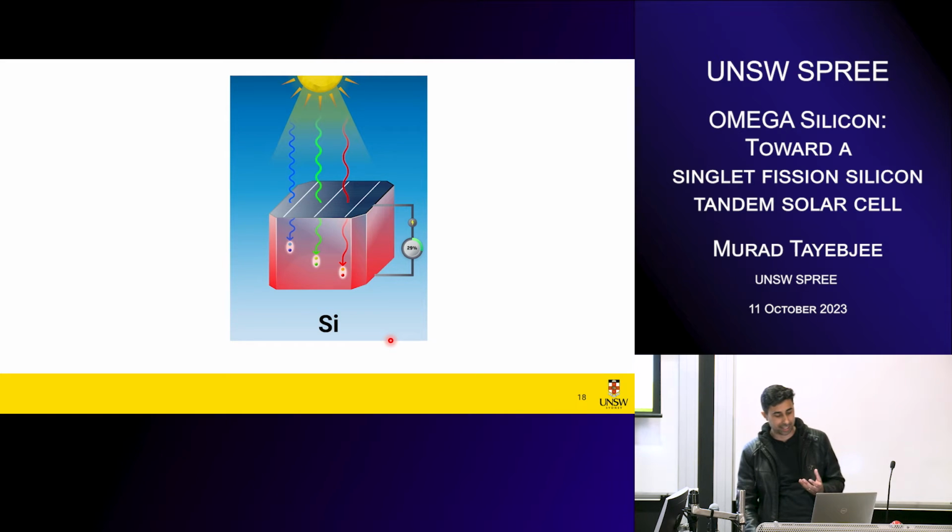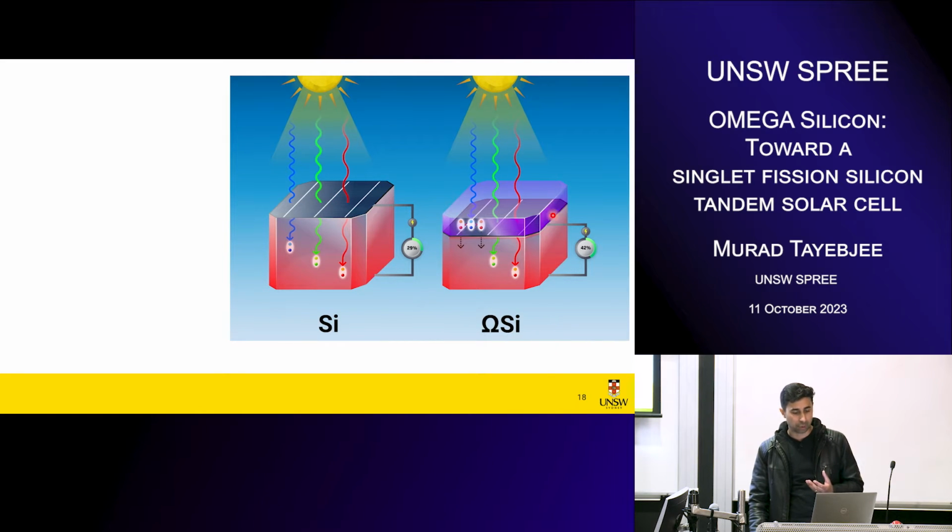What we want to do at Omega Silicon is put a singlet fission layer on top of the device, right? Notice that the contacts are still on the silicon, not on the singlet fission layer, and we want to generate 2 triplets inside that singlet fission layer for each absorbed photon, funnel those triplets into the silicon layer, and that will allow us to have a limiting efficiency of 42%, right? So now we've increased the ceiling by looking at this device.